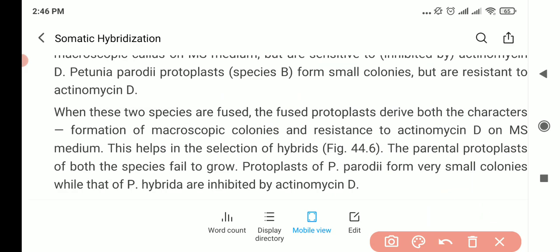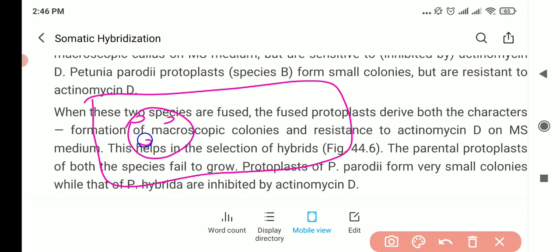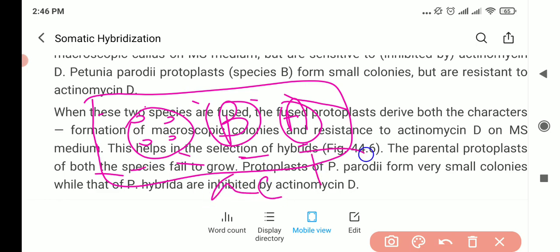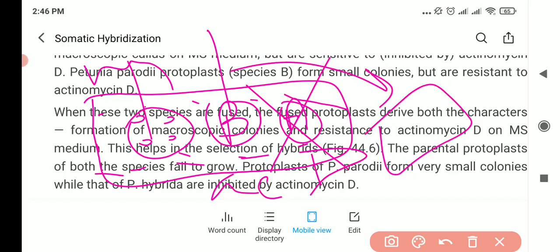Then if you grow the hybrid, this is the hybrid, this is petunia B and this is petunia A, you grow all three of them in this medium with actinomycin D. What happens? A will not be able to grow, it will be eliminated, so only B and the hybrid are left. Then you just select from these two that are still left, so easily you can grow and observe which is the hybrid and which is the B.